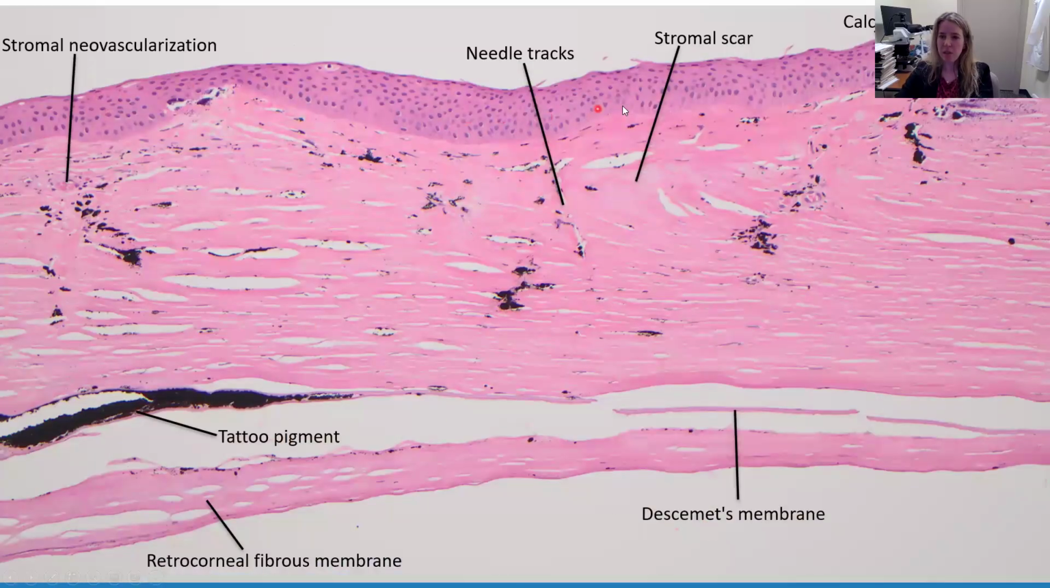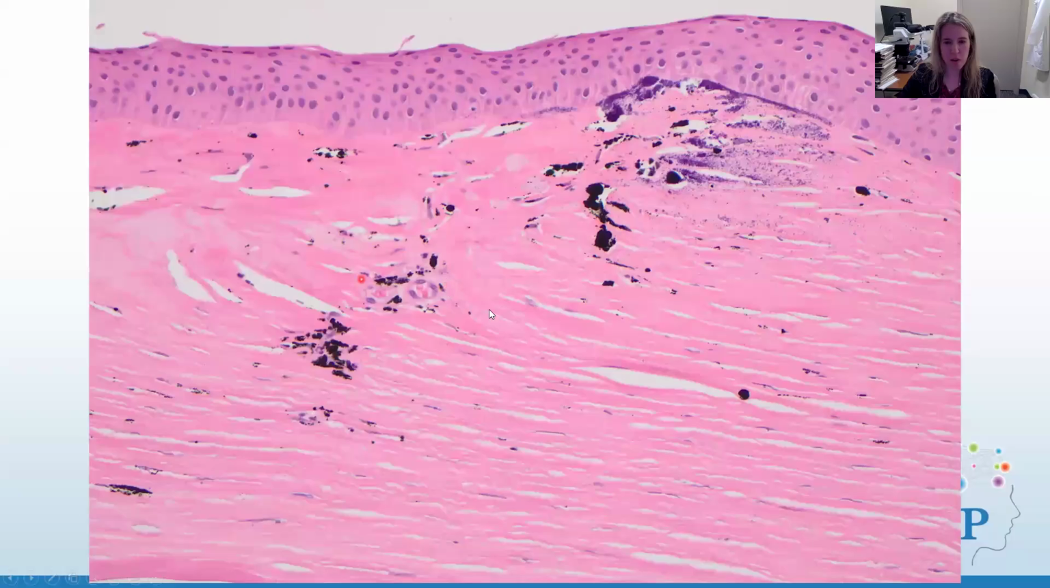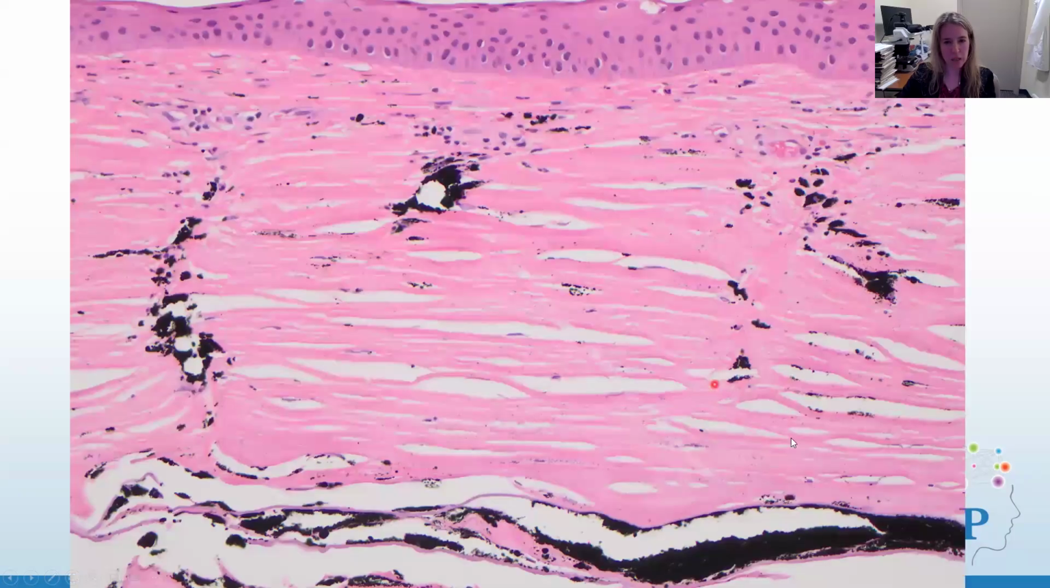And what you can see here, here's epithelium. Bowman's is absent. There's a lot of stromal scar throughout. There's actually some purple calcium deposited, which we would see as white externally in the eye. And there's needle tracks here where tattoo ink was being deposited, but you can see some of it has actually gotten quite deep and is right up against Descemet's membrane. So all the way to Descemet's membrane. There's also a retrocorneal fibrous membrane here. And also in areas there is evidence of stromal neovascularization, and corneas that are quite unhealthy often will have blood vessels grow in. That's stromal neovascularization. So more neovascularization here, calcium, tattoo ink.